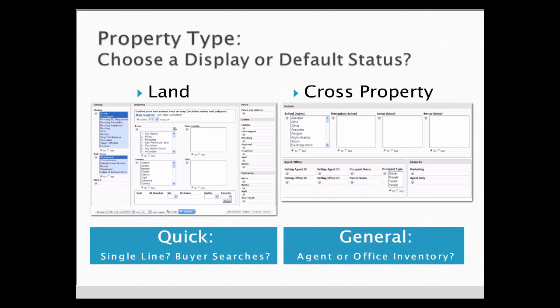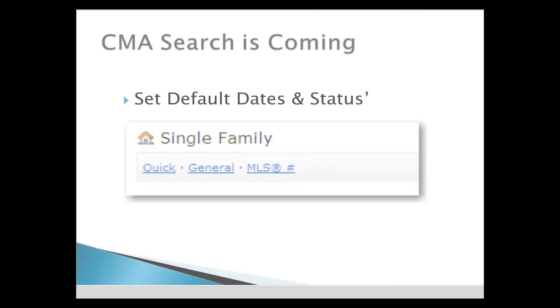The cross-property General Search is a good choice for inventory searches, such as all of your office listings, or all listings sold by a particular agent. The office and agent fields are available at the bottom of the screen. Soon, an additional search type, Comparative Market Analysis, or CMA for short, will be added to most property types. This search can be customized to facilitate value searches for your sellers or help you advise your buyers when making offers.